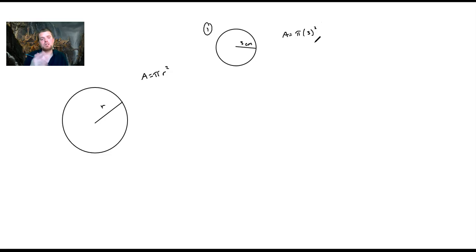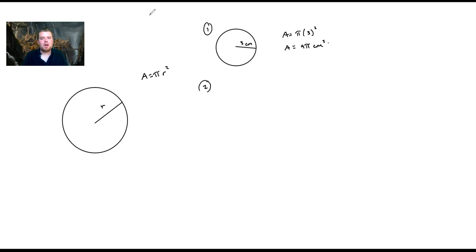Remember with exponents, that's 3 times 3, not 3 times 2. So that ends up being 9. So my area here is 9 pi centimeters squared. If you need to, then you would take that 9 times 3.14. But for me, you just leave it as is. That's all there is to it.